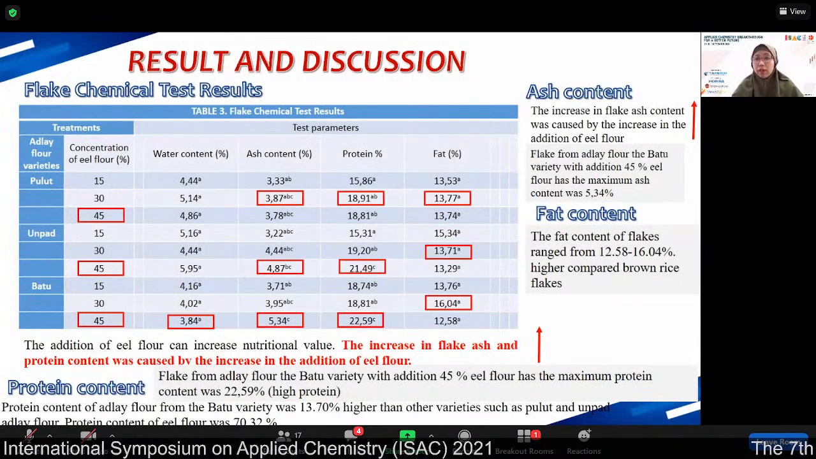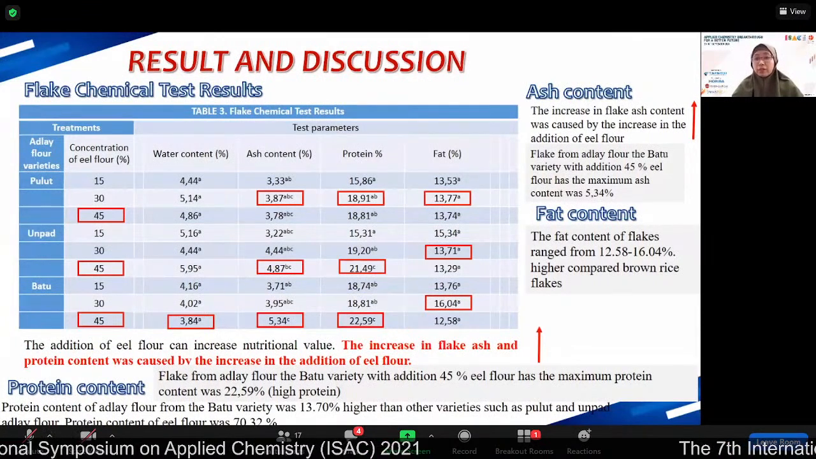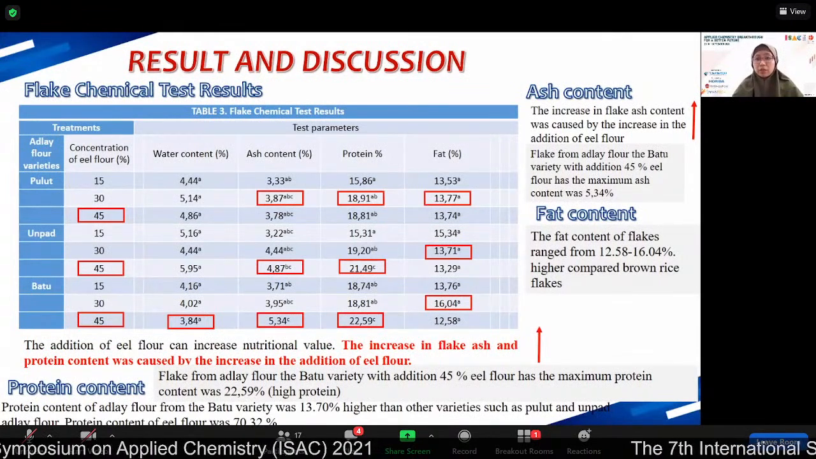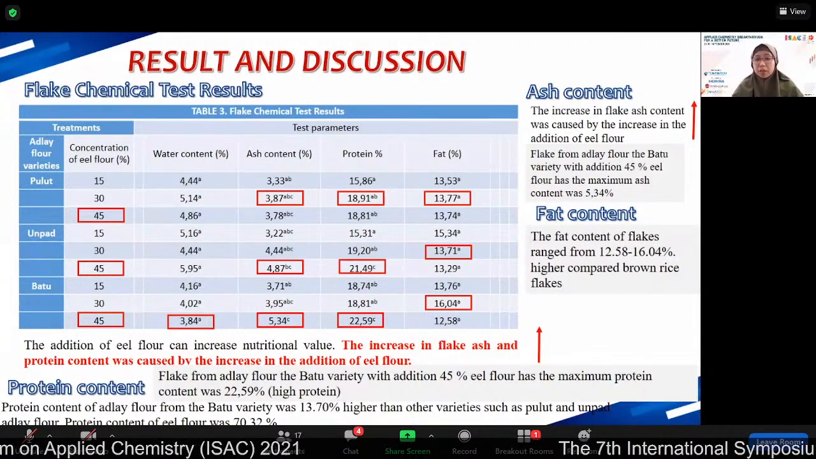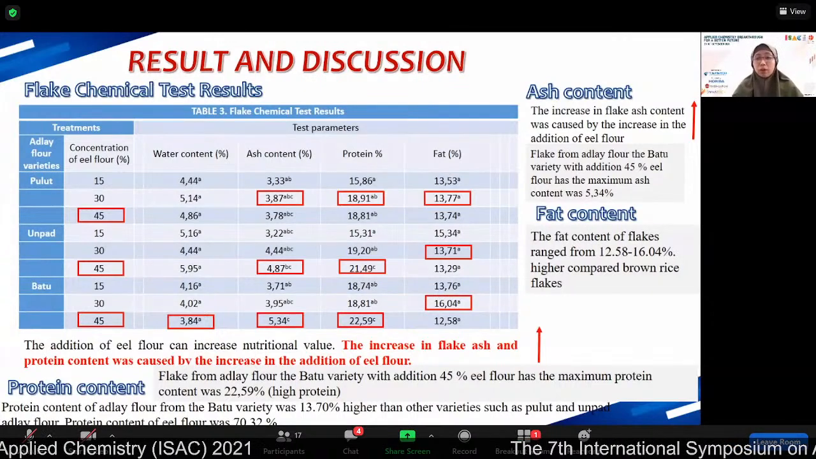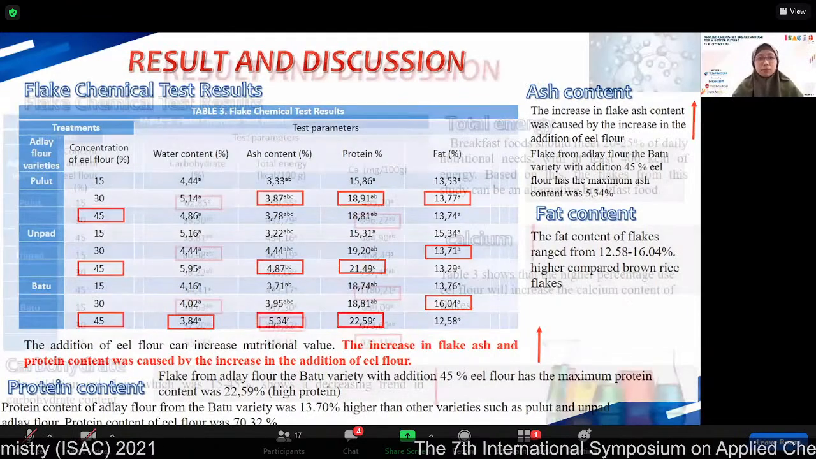And ash content: the increase in flake ash content was caused by the increase in the addition of eel flour. Flake from adalah flour, the batu variety with addition of 45% eel flour, has the maximum ash content, which was 5.34%. The fat content of flake ranges from 12.58 until 16.4%, higher compared to brown rice flake.